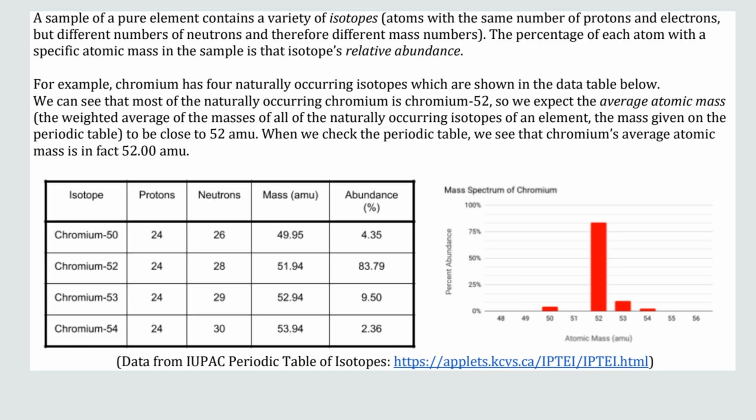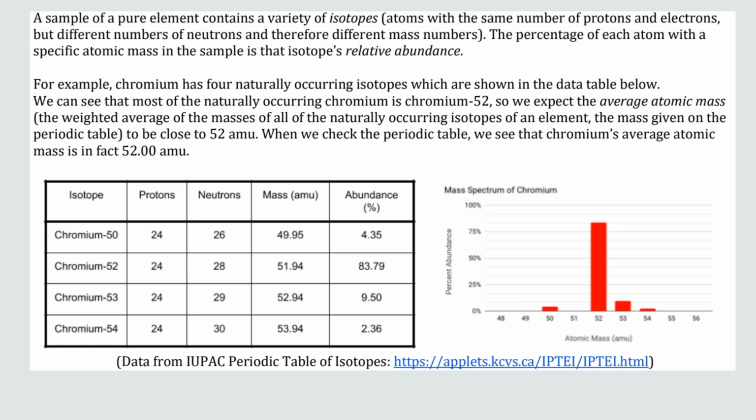A sample of a pure element contains a variety of isotopes, atoms with the same number of protons and electrons but different numbers of neutrons and therefore different mass numbers. The percentage of each atom with a specific atomic mass in the sample is that isotope's relative abundance.